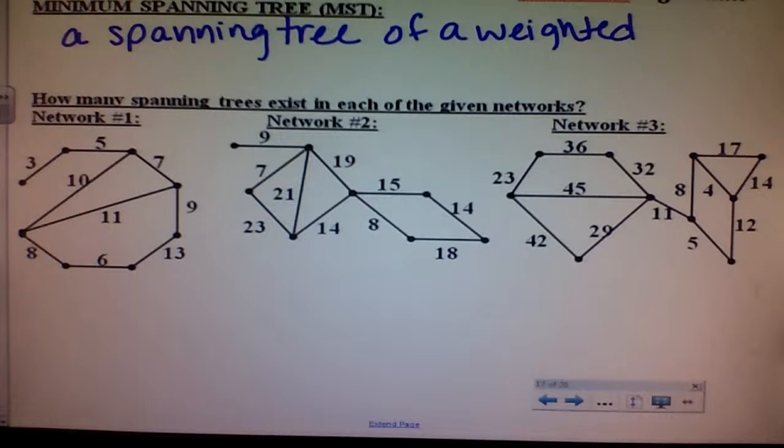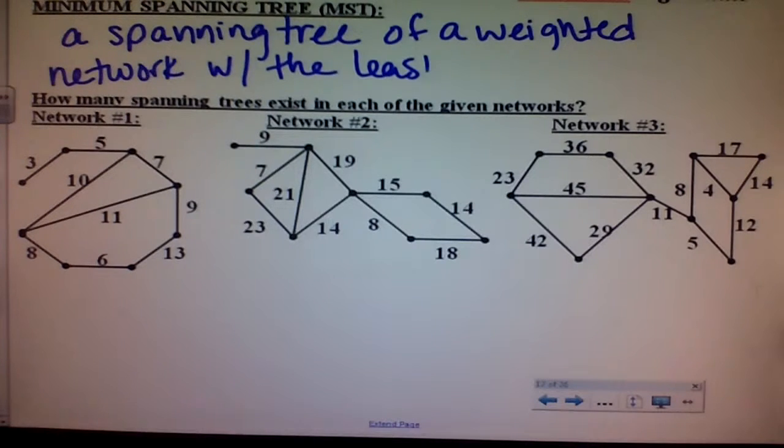A minimum spanning tree is a spanning tree of a weighted network with the least total weight. So our job is to try to find the smallest spanning tree that is in your picture.